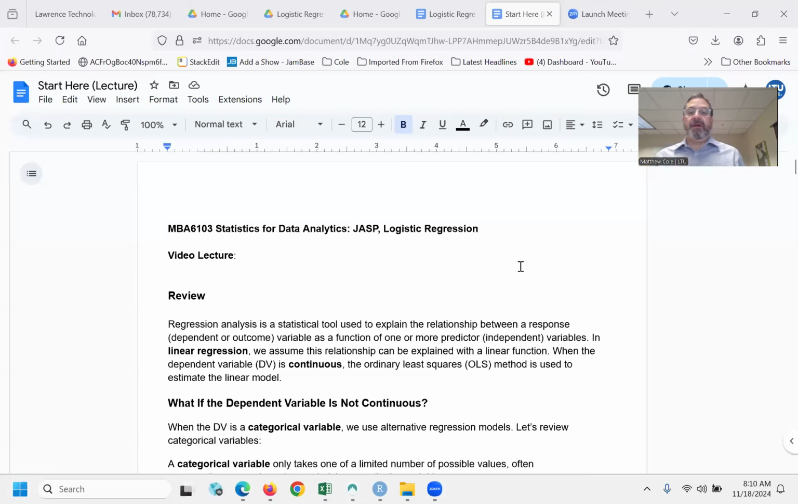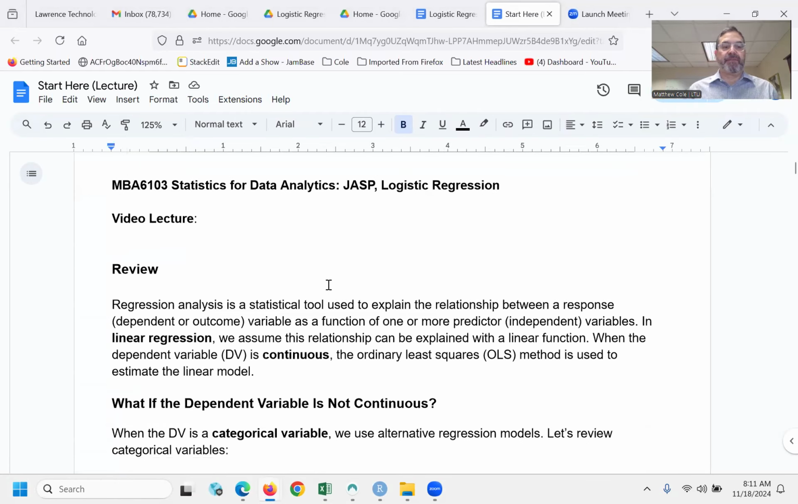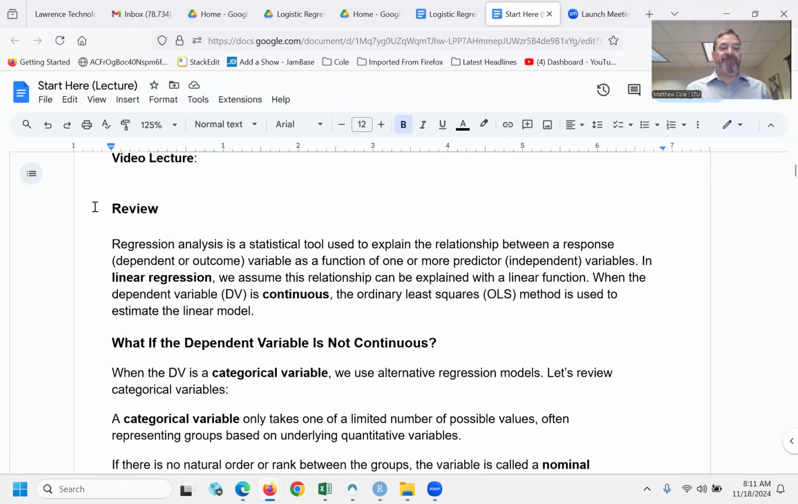Let's move on to our lecture on using JASP to conduct logistic regression. Okay, make this a little bit larger. Okay, so let's do a review.